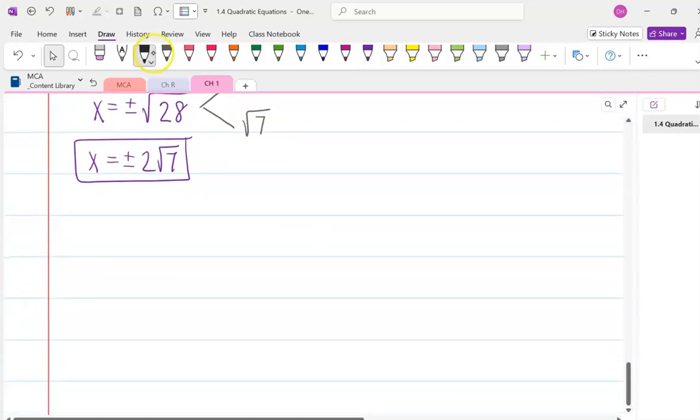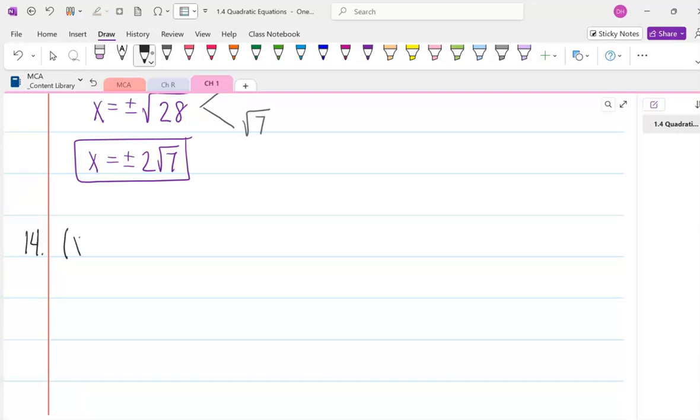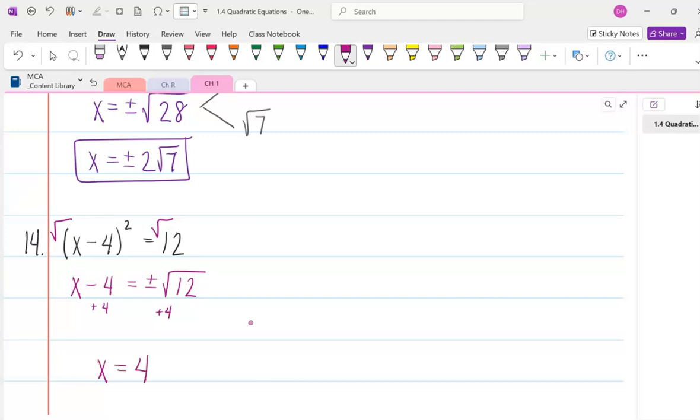Now, the last part about today's lesson, number 14. We're going to start with x minus 4 quantity squared equals 12. So from here, what we're going to do is we're going to get rid of the exponent of 2 right now by square rooting each side. So we've got x minus 4 equals plus or minus the square root of 12. From here, you're going to get x by itself. So this entire lesson, you're solving for x every time. So we're going to add 4 to both sides. So we've got x equals 4 plus or minus the square root of 12.